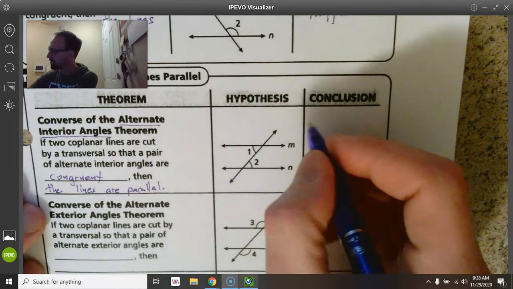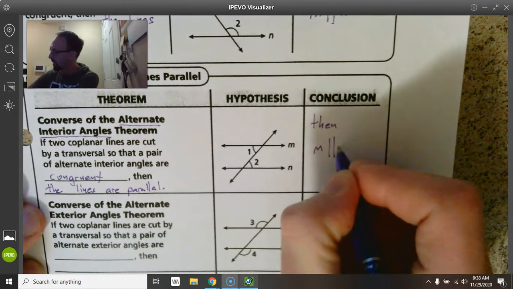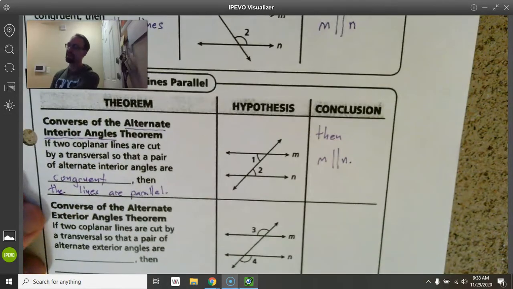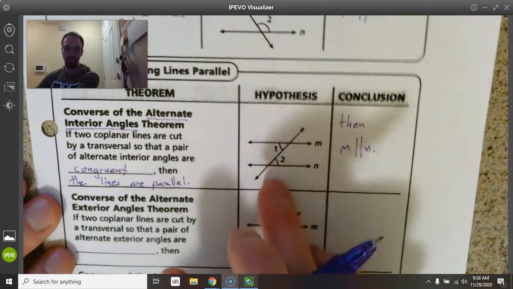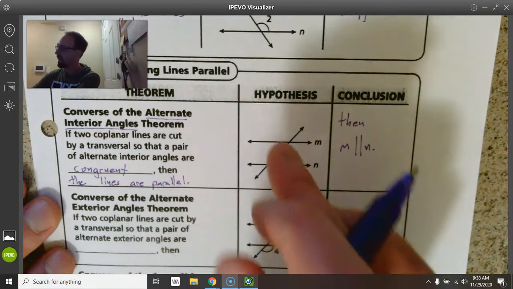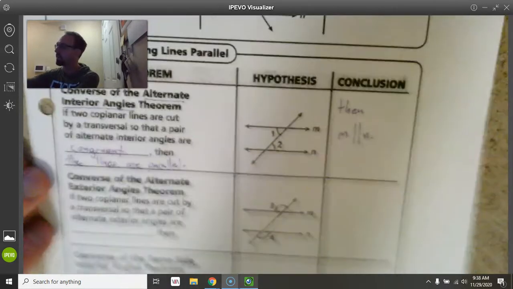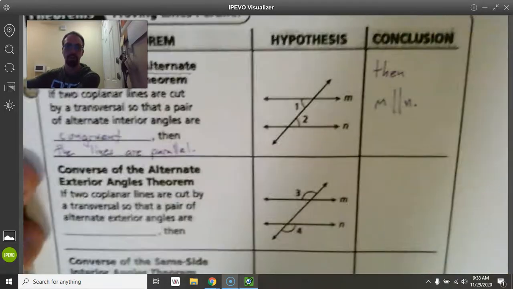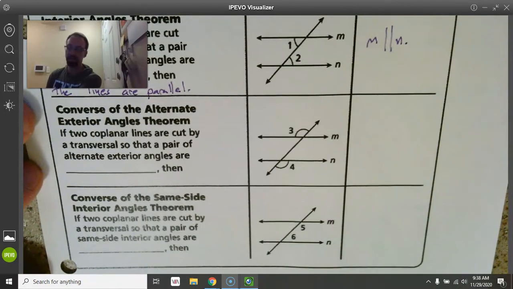So again, same conclusion. Then M is parallel to N. Same idea here as we talked about with the corresponding angles from up above. Because we have alternate interior angles and they're congruent, then I know that the lines are parallel. This goes very similar to what we were talking about earlier with the alternate interior angles theorem, the corresponding angles theorem.